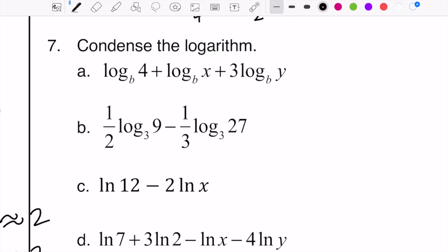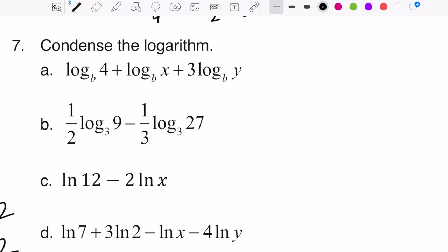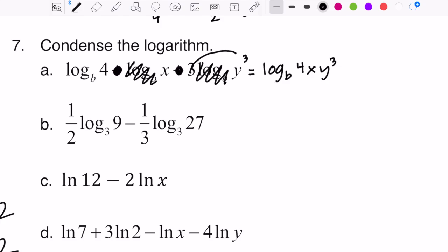Number 7 asks us to condense all of these. So in order to condense the logarithm, we need to go back the other way. That means there's only going to be one log. So this is going to be log base b, and then 4. And because this is addition, it means multiplying. And we only write one logarithm. So I have log base b of 4 times x times y cubed.